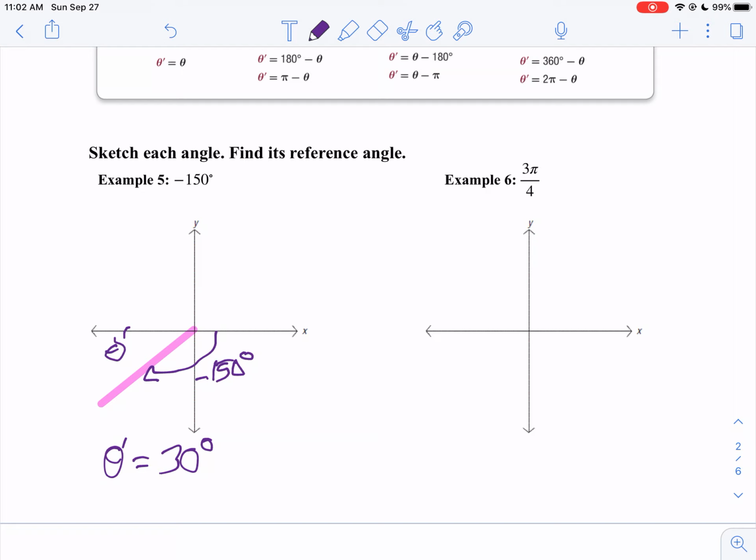Let's take a look at 3 pi over 4. Well, I know here's pi over 2. Here's pi, so I know it's between pi over 2 and pi. So here's 3 pi over 4. What do you have to add to 3 pi over 4 to get to pi? Well, theta prime is going to be pi over 4 because that'll take me to pi.